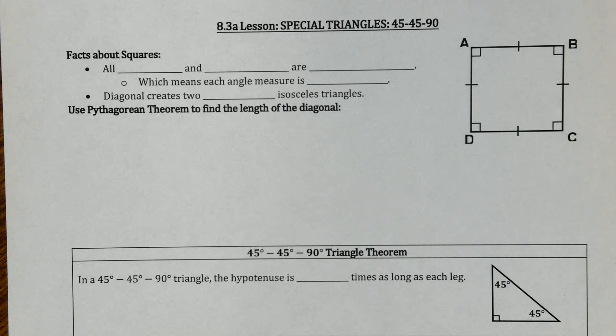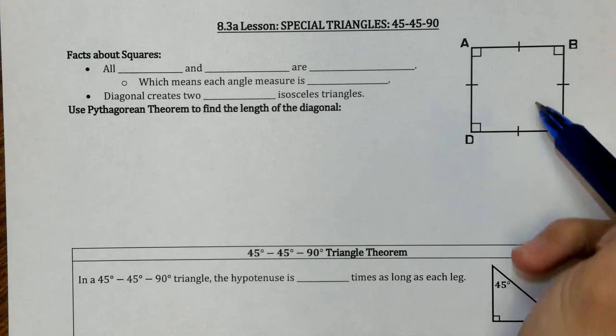All right, so with our 8.3a lesson, we're going to start getting to special right triangles. The first one we're going to talk about is what we call 45, 45, 90. I really like these. They're pretty simple once you get the hang of everything going on. It starts off with a square.